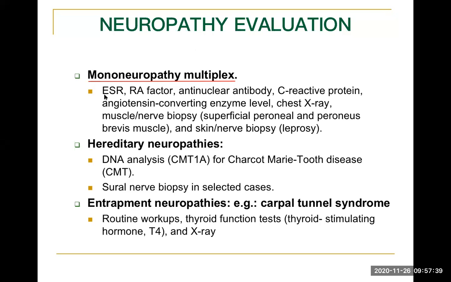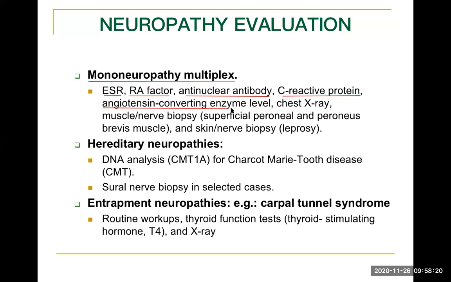So we go for ESR, rheumatoid arthritis factor, and anti-nuclear antibody. You all know these tests are very importantly done in the diagnosis of connective tissue disorders. ESR is a non-specific test which is elevated in most of those conditions. RA factor is present in seropositive cases of rheumatoid arthritis. And anti-nuclear antibody is a very important test in case of SLE. This is a sensitive test for SLE. CRP is another non-specific test.